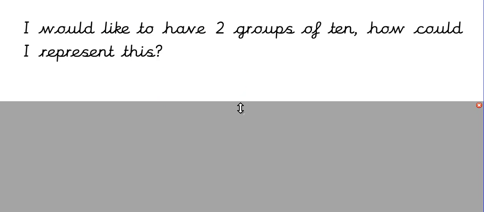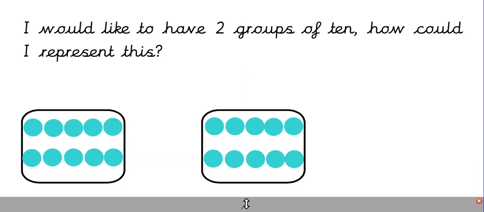So this is how I would represent it. I would draw 2 groups, and within each of my groups I would put 10. So we've got 1, 2, 3, 4, 5, 6, 7, 8, 9, 10. That's 1 group. Then I've got 1, 2, 3, 4, 5, 6, 7, 8, 9, 10. That's 2 groups. Okay? You could have used blocks, or you could even have used Numicon if you have any at home. There are various different ways that you could represent 2 groups of 10. You could have even used sweets if you did it practically.